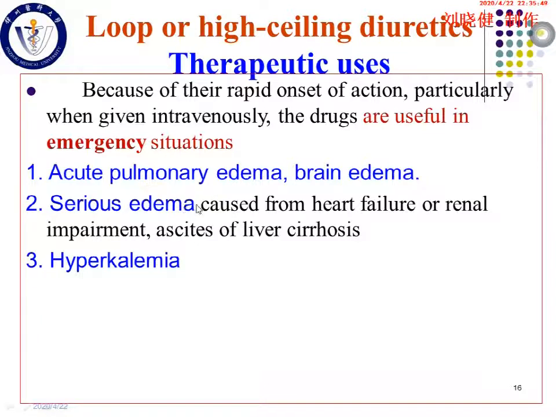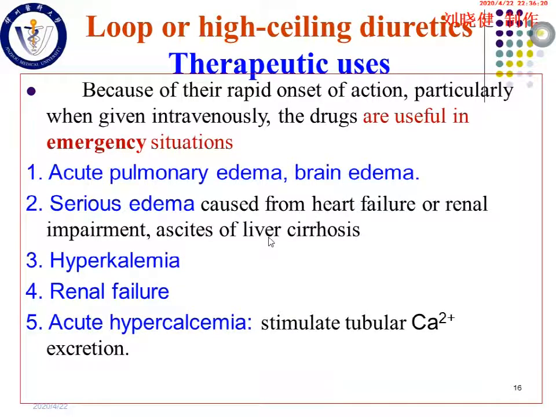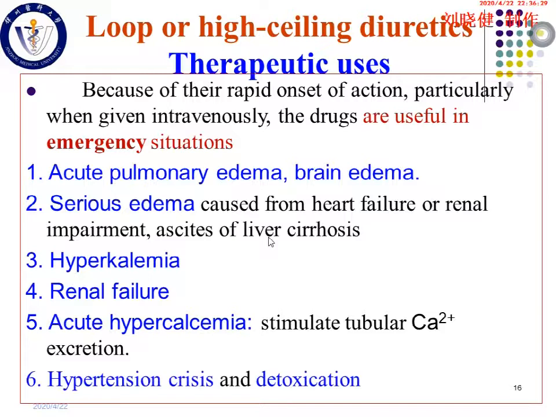Because they can promote excessive excretion of potassium ions, in the treatment of hyperkalemia they are very useful. They are also used to treat renal failure because they can improve the blood flow to the kidney, promote urine production, and dilute the metabolic substances in the tissue, decreasing renal injury. They are also used to treat acute hypercalcemia because they can stimulate tubular calcium excretion. They can also be used to treat hypertensive crises and in the treatment of some intoxications, working as a detoxicant. These are the therapeutic uses of loop diuretics.